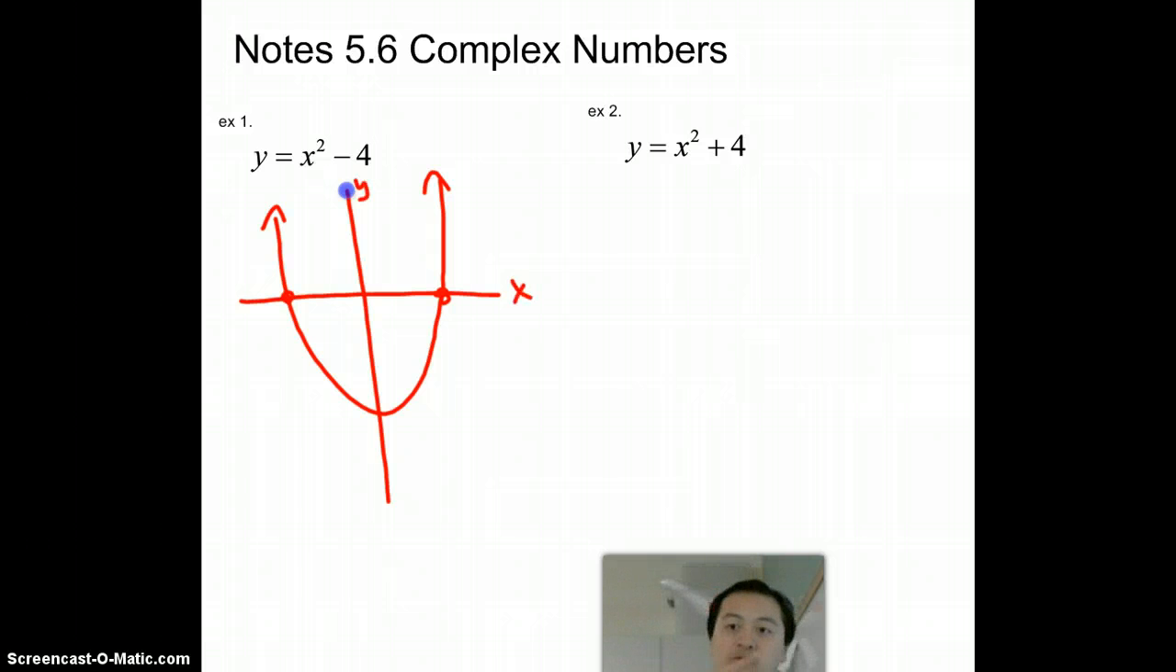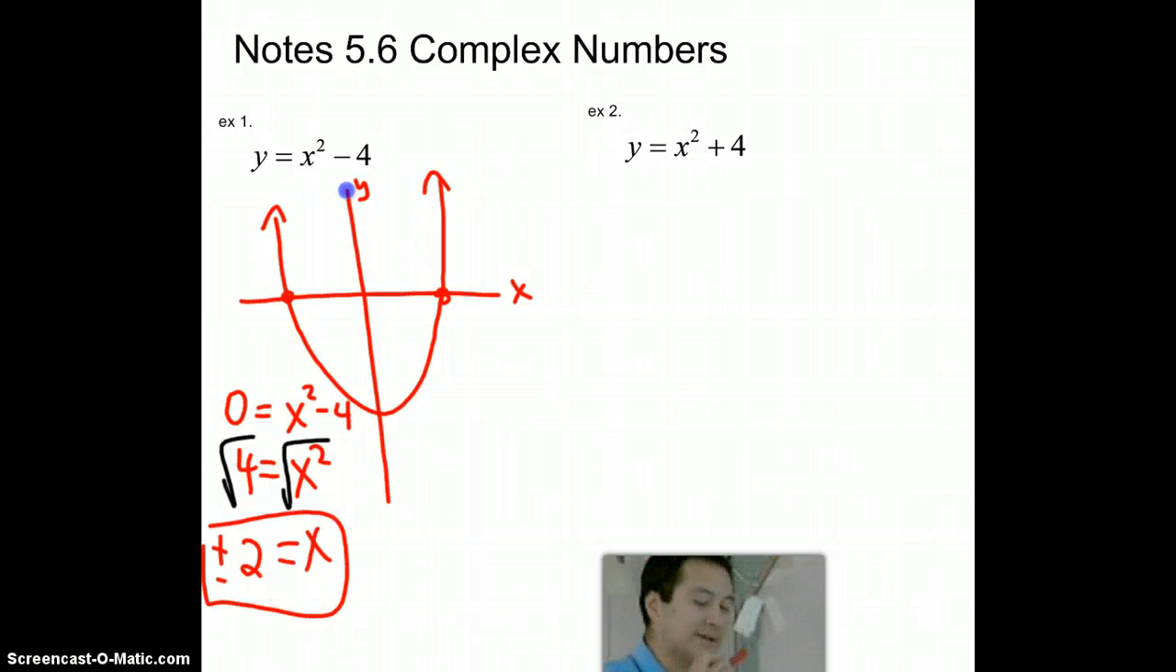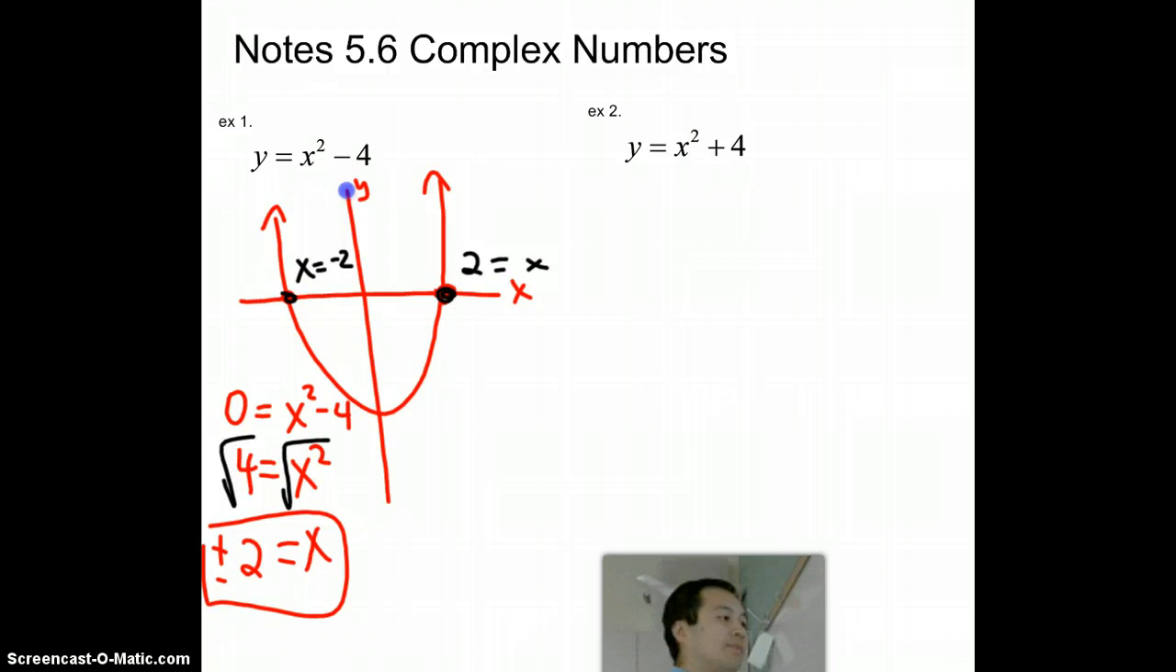Where they cross the x-axis is when y is 0. So you set y to be 0 equals x squared minus 4 and solve for x. Add 4 to both sides, 4 equals x squared. Square root both sides. X equals 2 plus or minus. Remember, when you square root both sides, you have a plus or minus. And what does that tell us? That tells us it crosses the x-axis over here at +2 and over here at -2. And basically, that's what you're doing when you're solving.